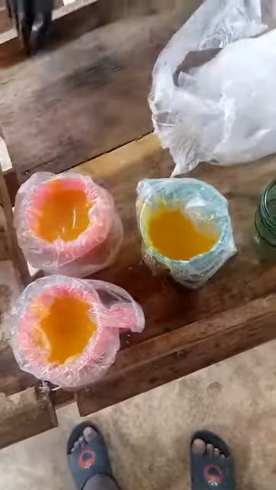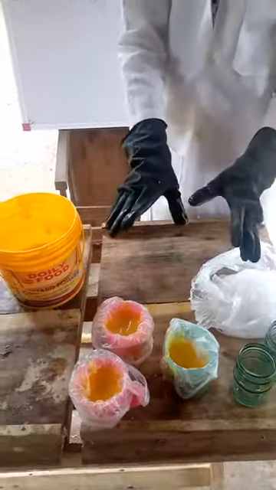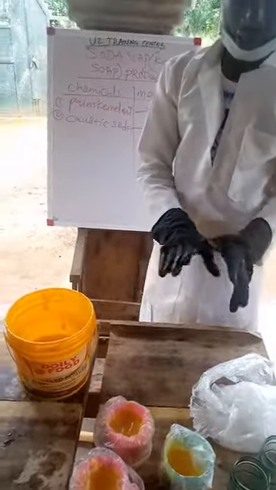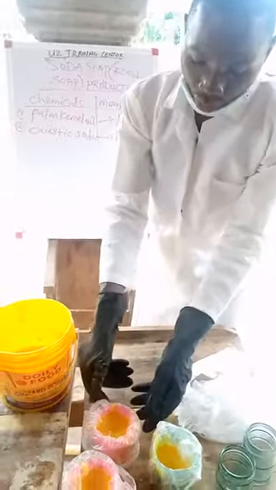So that is all on this soda soap production. You allow this to stand for 24 hours so that it will solidify and saponify completely. Once it has saponified completely, you remove it from the cup with the nylon.